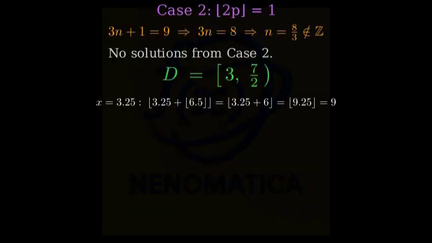Step 4. Case 2, floor of 2p equals 1. Then 3n plus 1 equals 9, so 3n equals 8, which makes n equal 8/3, not an integer. Therefore, this case gives no solutions.